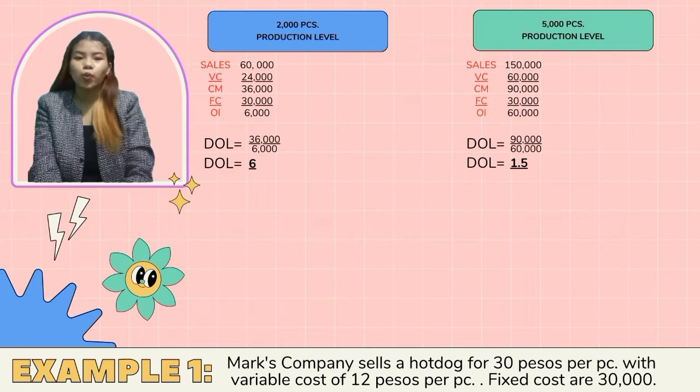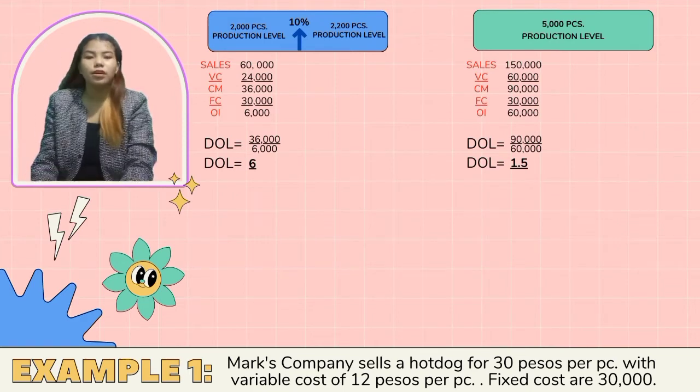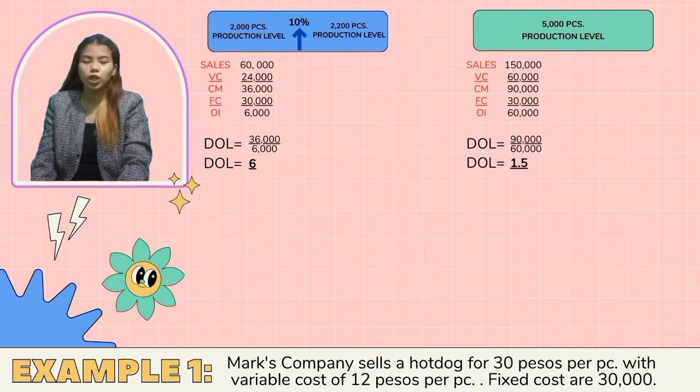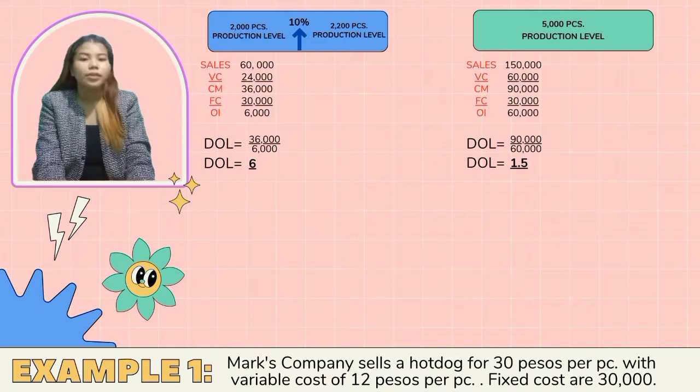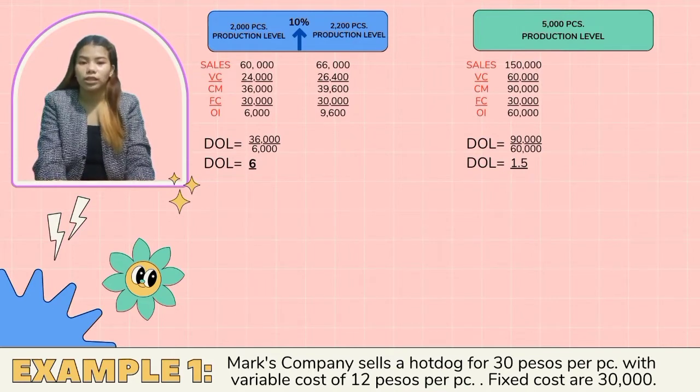Another thing is, what if we increase the production level from 2,000 pieces by 10%? If we increase it by 10%, that gives us 2,200 pieces, or how many pieces we're going to sell. So how is that going to affect the income statement? Let's see. 2,200 times 30 pesos per piece gives us 66,000 for the total sales.